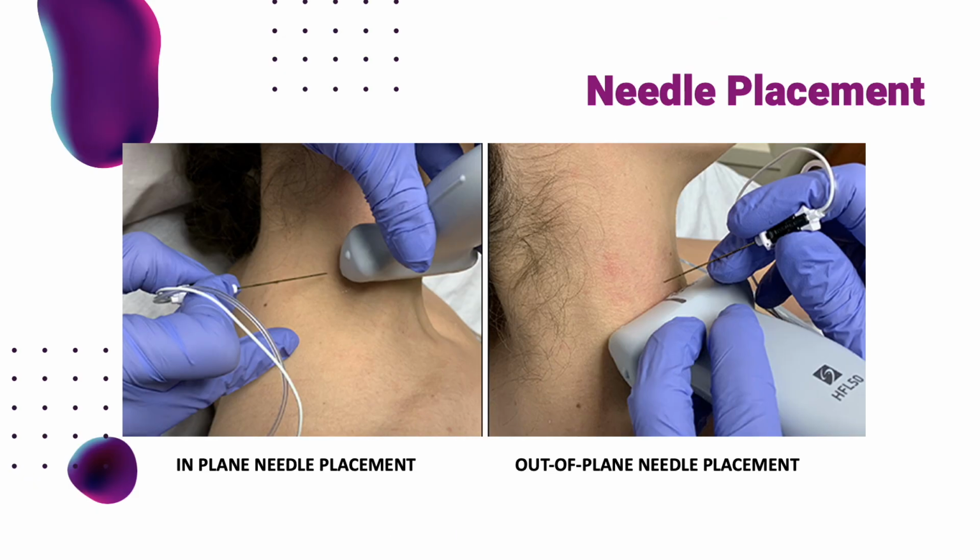The introduction of the needle can be in plane from lateral to medial direction, or out of plane from cephalic to caudal direction, and it depends on the way you are trained and how comfortable or how expert you are in placing the needle. So you can use any of the ways. You can either place the needle in plane or out of plane, but we prefer to do in plane needling for this block because of obvious reasons, which we will discuss in the later slides.